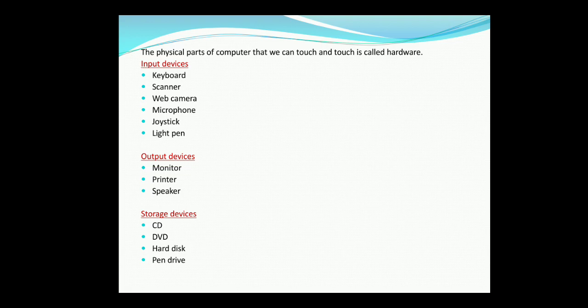Now storage devices. CD, DVD, hard disk, pen drive, these are called storage devices. That means it has ability to store data for the longer period of time. Where hard disk is stored inside the CPU. It is a secondary storage device of our computer system. Pen drive is the portable device. We can easily carry it from one place to another place and can transfer the data from one computer to another computer.